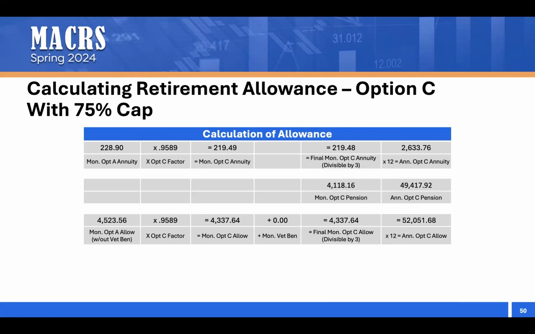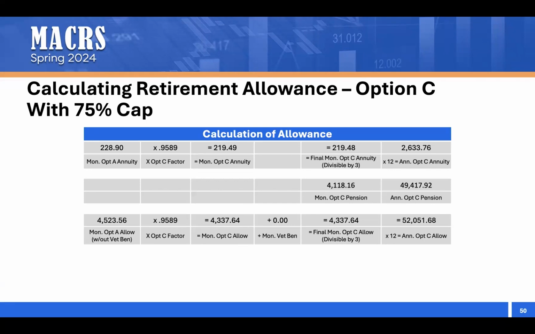We take the monthly option A annuity of $228.90, multiply it by the option C factor of 0.9589. We get an amount of $219.49, making it divisible by 3. In this case, we also take a penny away. So the option C annuity final number would be $219.48.